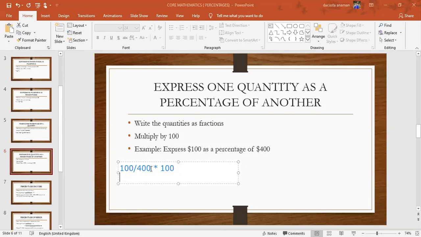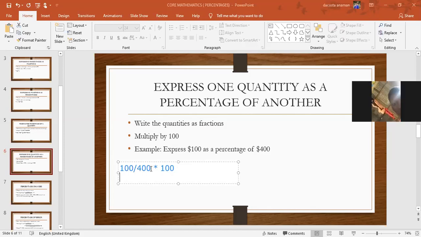If the question should have read express $400 as a percentage of $100, then that one will be what? 400 over 100 times 100. Is that okay? So that's how we solve for percentages. Therefore, anybody with the answer for the first one, express $100 as a percentage of $400, I'm waiting in the chat box.